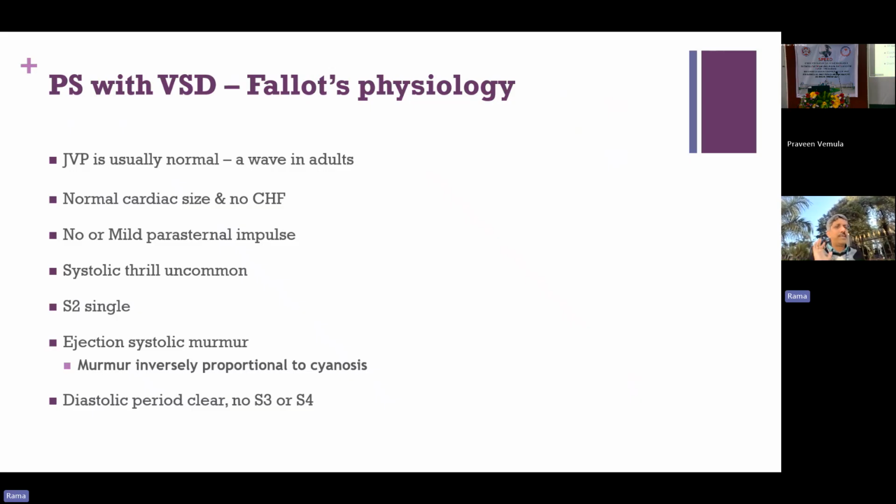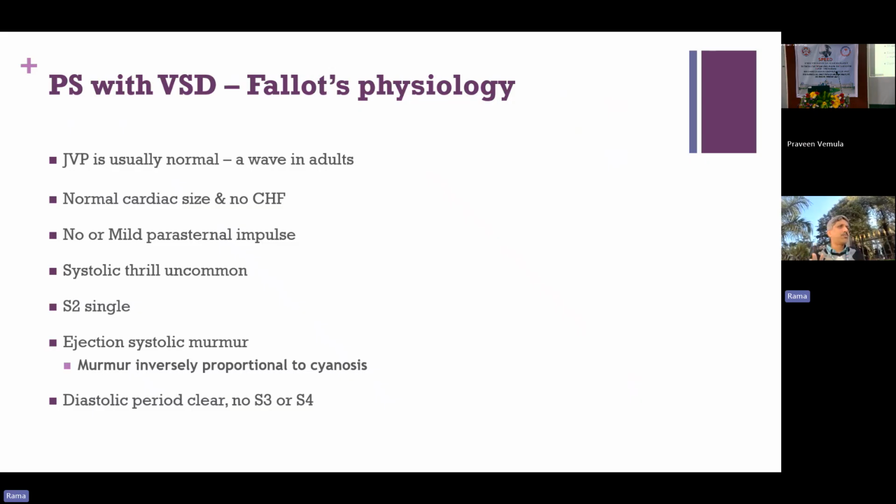So we go to the examination findings. What do you find in tetralogy-like physiology, PS with VSD, a typical large unrestricted VSD with PS? Generally, you find nothing, literally. JVP is usually normal. There is no cardiomegaly, no heart failure, no parasternal heave, no thrill. S2 is also single, and there is a small little murmur, which is inversely proportional to cyanosis. The moment cyanosis is very severe, you find a short murmur.